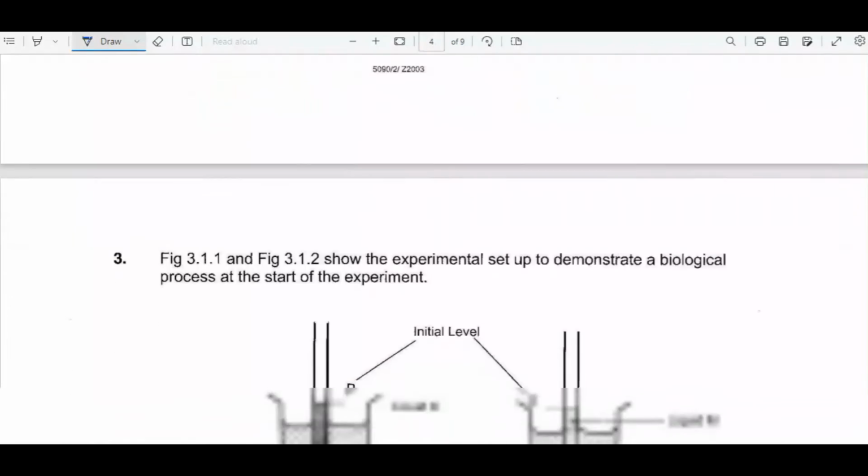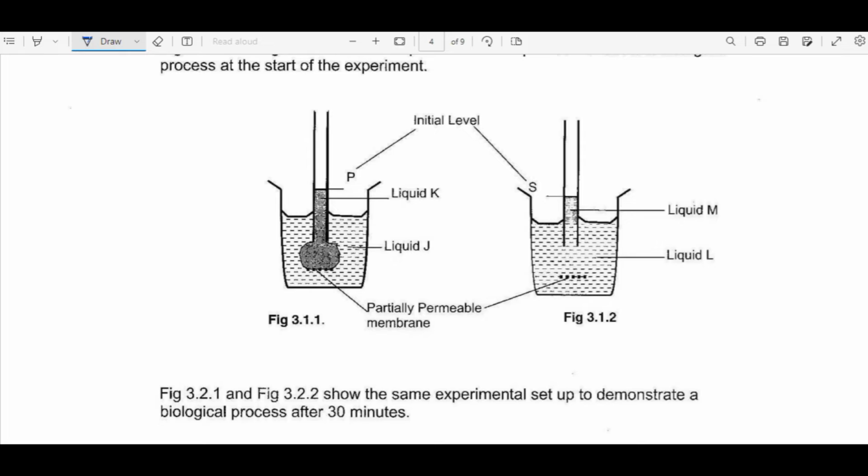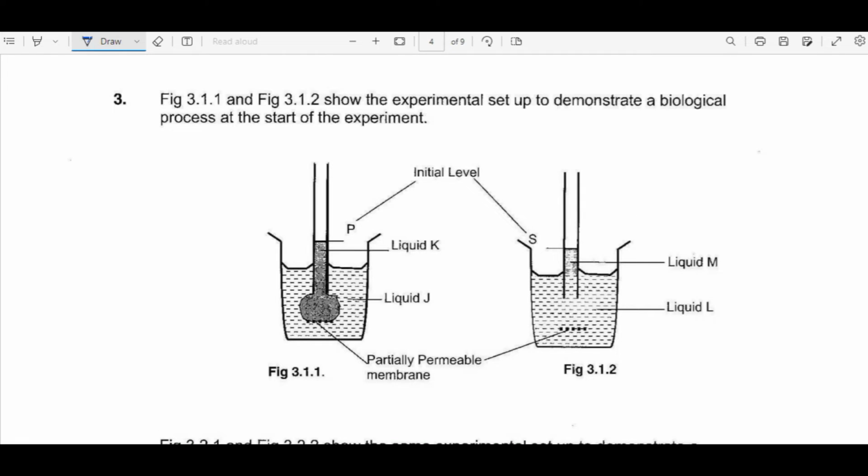Okay, so we move on to question 3. Figure 3.1.1 and 3.1.2 show the experimental setup to demonstrate a biological process at the start of the experiment. So we have liquid J, liquid L, then liquid M, then liquid K here. This is the initial level at the start. Then the partially permeable membrane.